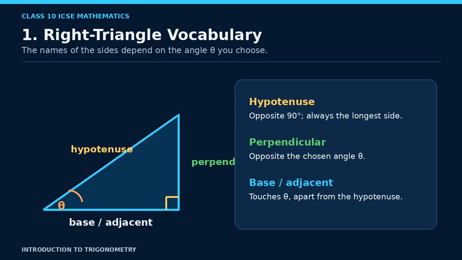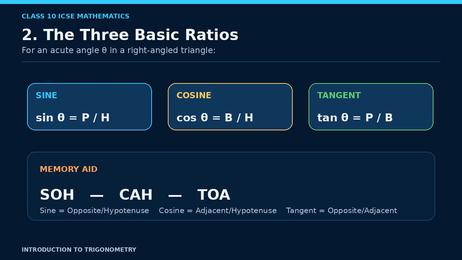Let us label a right-angled triangle. First, find the 90-degree angle. The side opposite the 90-degree angle is always the hypotenuse. It is also the longest side. Now, choose the angle theta that we are studying. The side directly opposite theta is called the perpendicular. The remaining side that touches theta, apart from the hypotenuse, is called the base or the adjacent side.